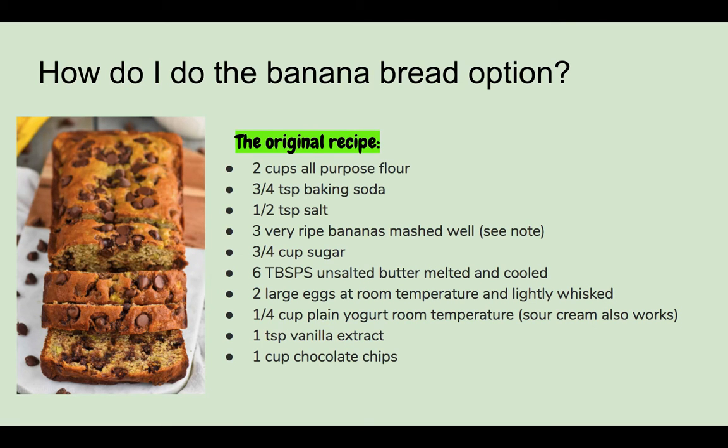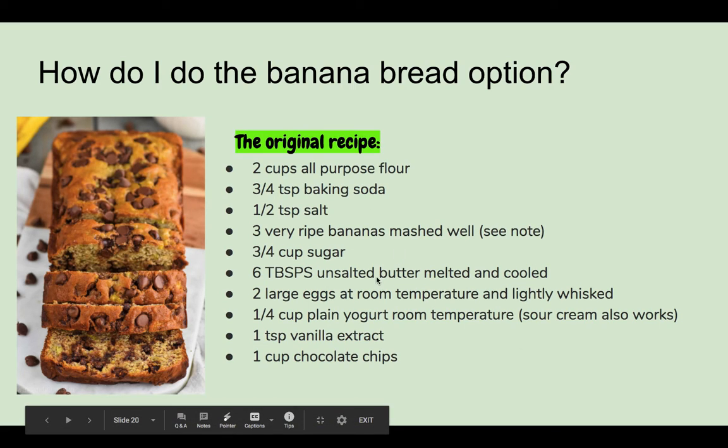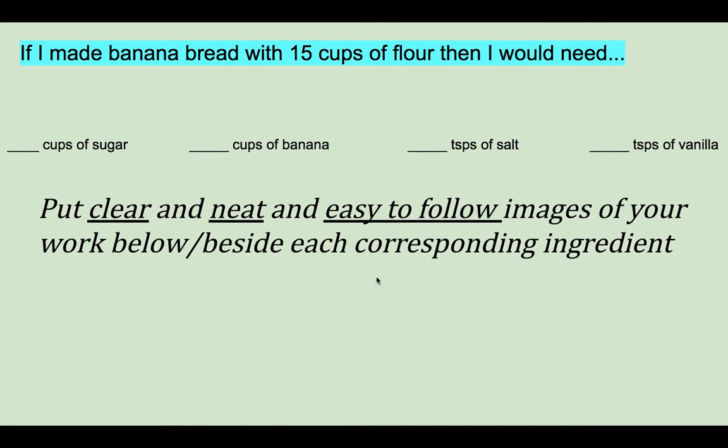Finally, how do you do the banana bread option? So the first slide would be the recipe for the banana bread, which we have here. And then on the next 2 slides, you are going to put how much of each ingredient you would need if you instead used 15 cups of flour. So it would be, I need blank cups of sugar, blank cups of banana, salt, and vanilla, and so forth. You can organize this slide differently than I did.